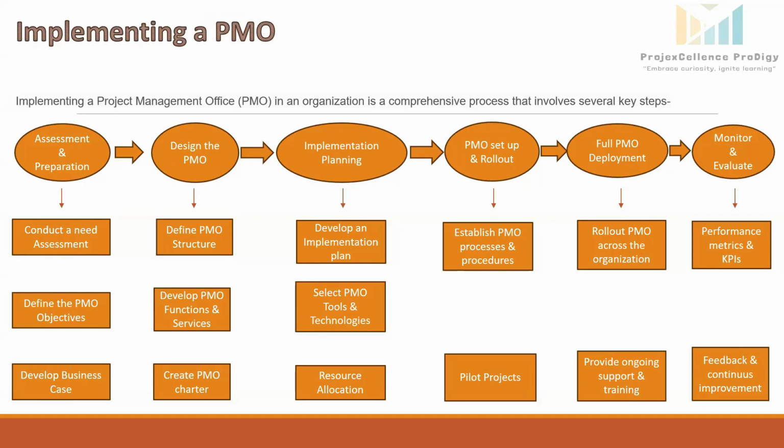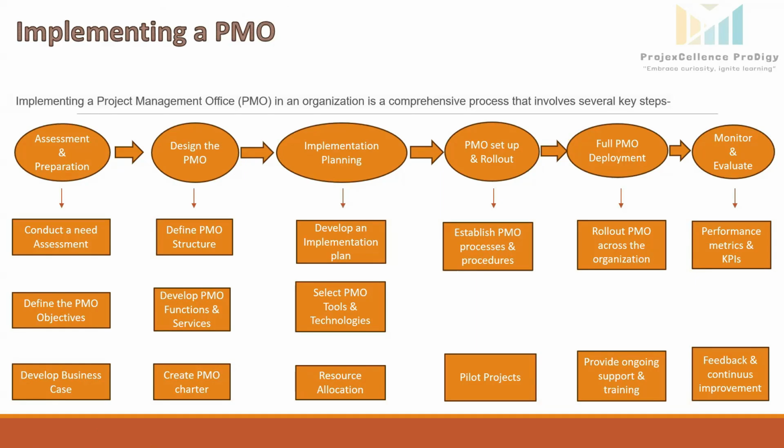Once planning is over, then we will come to the execution part. So the PMO setup and rollout. Under this step, we will establish the PMO processes and procedures. The team will develop standardized project management processes and procedures, including project initiation, planning, execution, monitoring, and closing. They will create the templates, guidelines, and checklists for consistent project management practices.